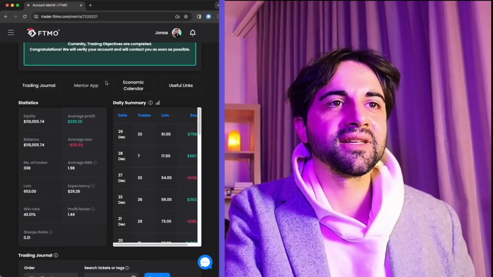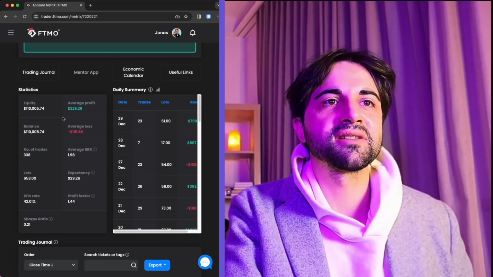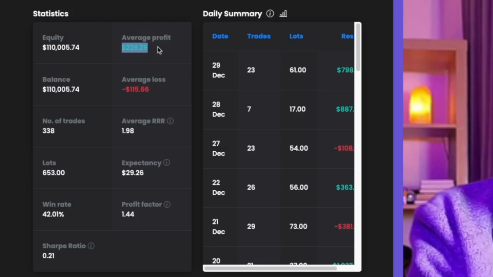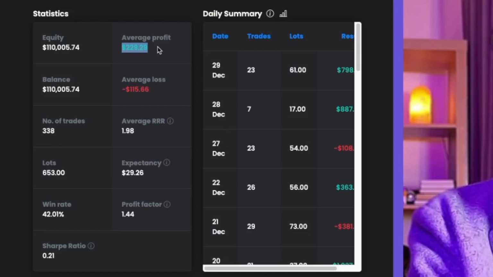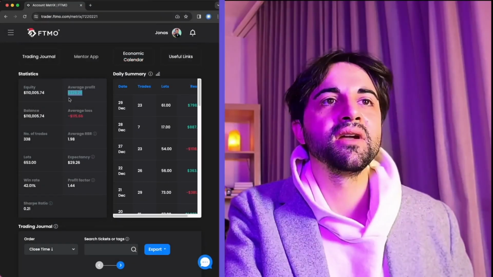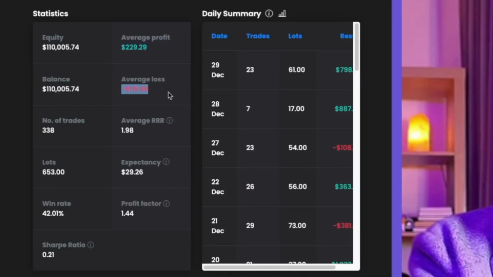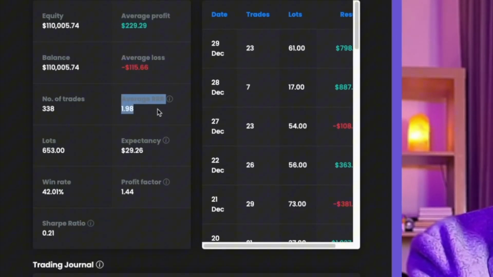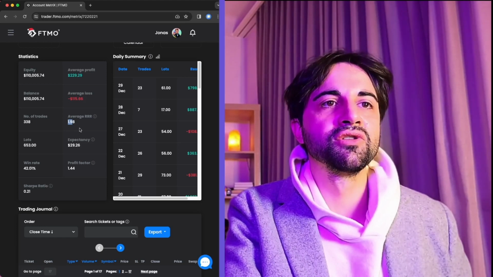Okay guys, let's look here in the statistics. It's not that good anymore like it was in the beginning, of course, also because of the Christmas trading, I kind of messed up there. Basically the average profit is twice as big as the average loss, so that is good. I have an average risk to reward of 2, as you can see here, which is good.